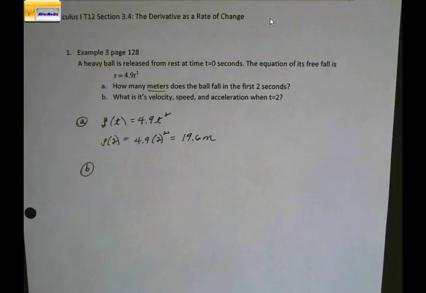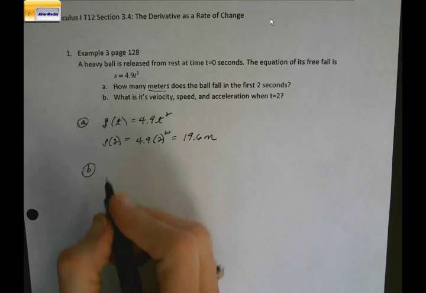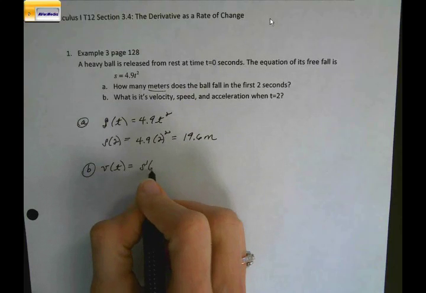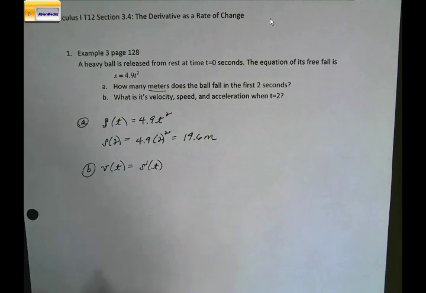Then part B says, what is its velocity, speed, and acceleration? Velocity is your first derivative. Speed is almost the same thing as velocity, but it's the absolute value of velocity, and the acceleration will be your second derivative. So velocity is the first derivative of your position function.